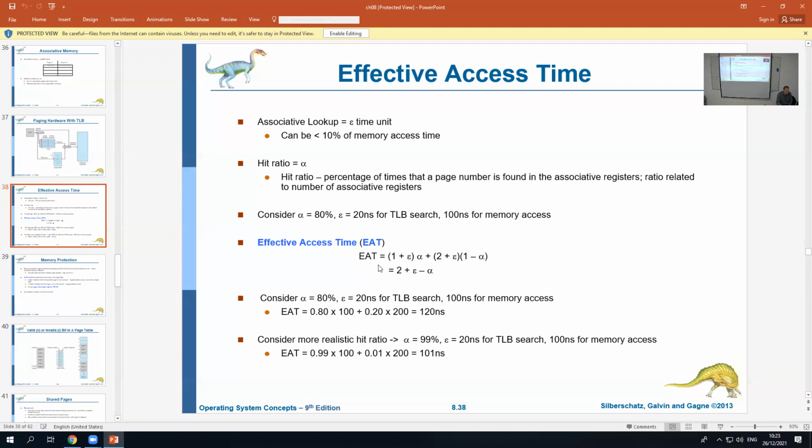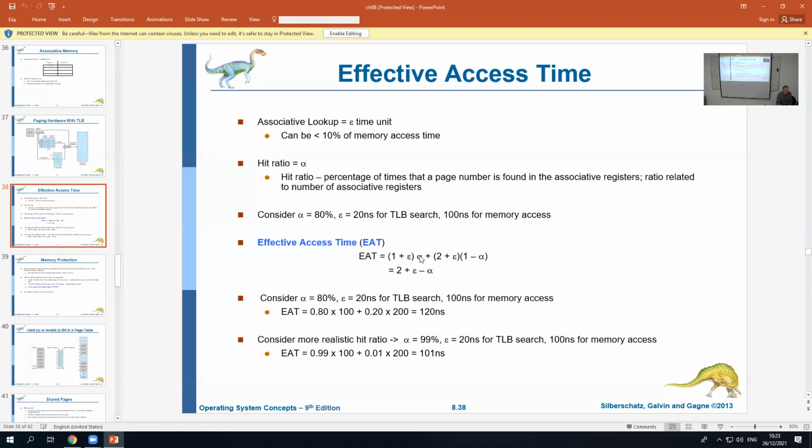This is like a general formula. Here's the actual one, but let's look at the general formula. It's 1 plus the time it takes for... I hate the way they do this. It's confusing. They don't derive this equation here, and I'm not going to derive it with you, but we really should derive it, because it's not intuitive. But alpha is 80%.